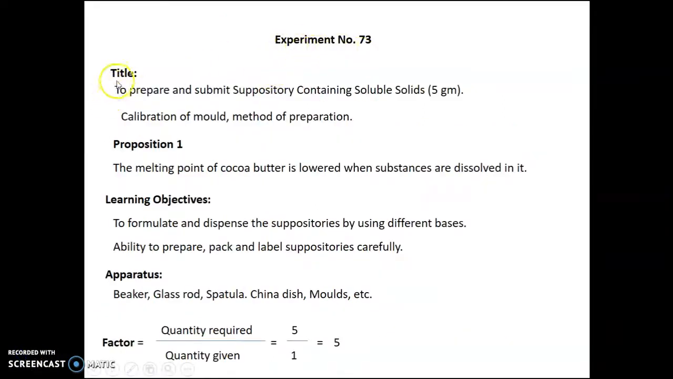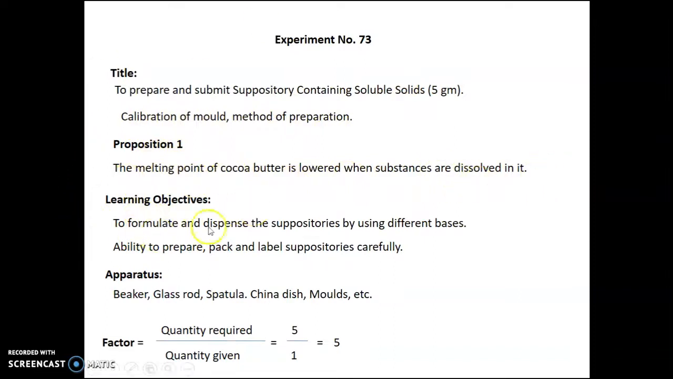Experiment number 73. The title of this experiment is to prepare and submit the suppository containing soluble solids, 5 gram. In this we are going to study the calibration of mold and method of preparation. Proposition 1: the melting point of cocoa butter is lowered when substances are dissolved in it.